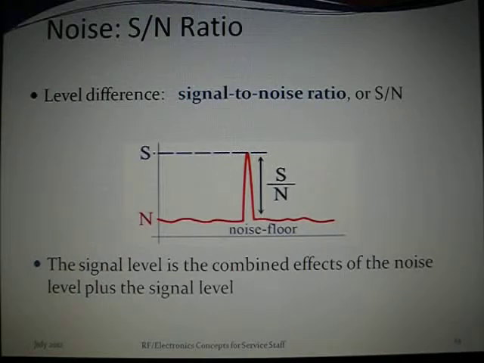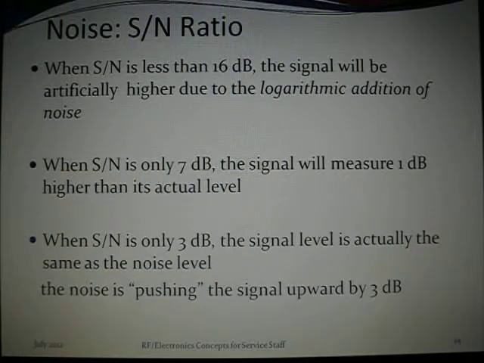Signal-to-noise ratio is a common performance consideration in many electronic devices, like cell phones and radios. The noise has an effect on the signal such that the signal level is actually a combination of the noise and the signal. When the signal-to-noise ratio is large, let's say 30 or 40 or 50 dB or more, the signal level is unaffected by the noise. On the other hand, if signal-to-noise is less than approximately 16 dB, the signal will be artificially pushed higher by the noise.